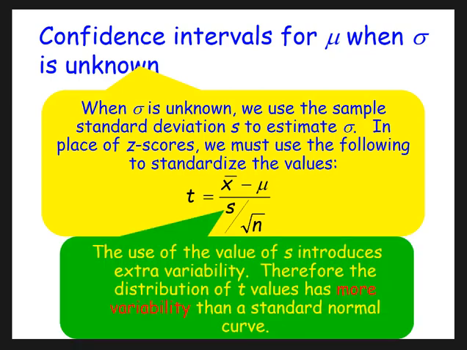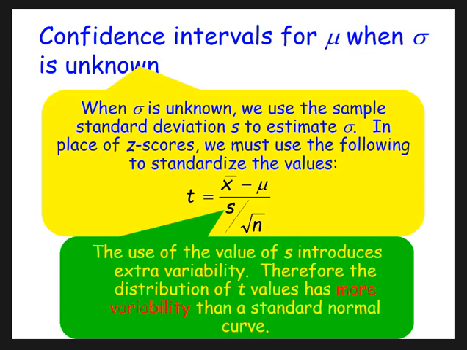So because of this value of s, we're going to have to use the sample standard deviation in place of the population standard deviation. However, the sample standard deviation is usually larger, more variable than a population standard deviation. To account for that, we have to use a different curve. It can't be the standard normal curve anymore. We use the distribution of t-values.